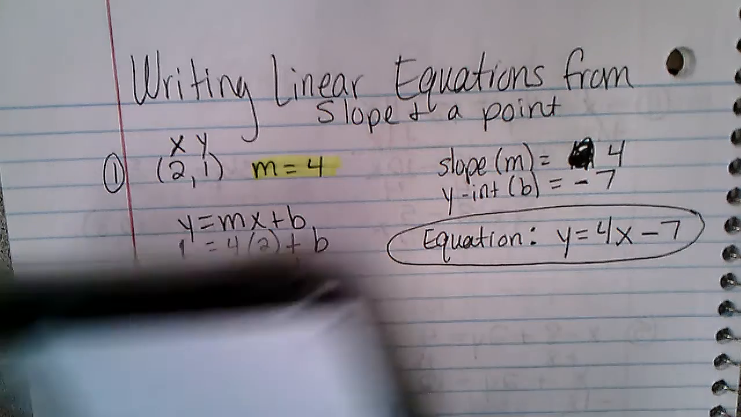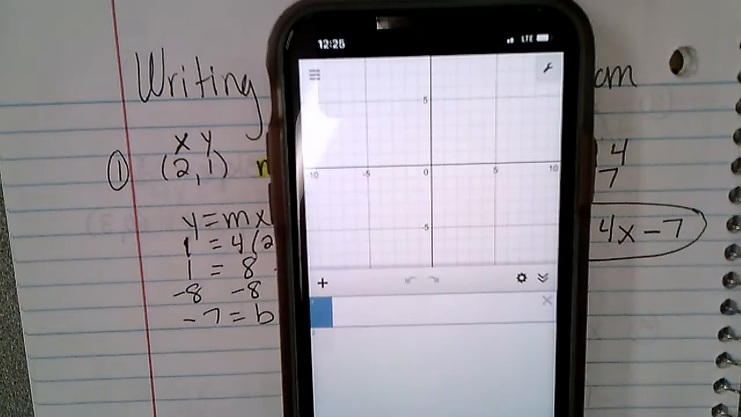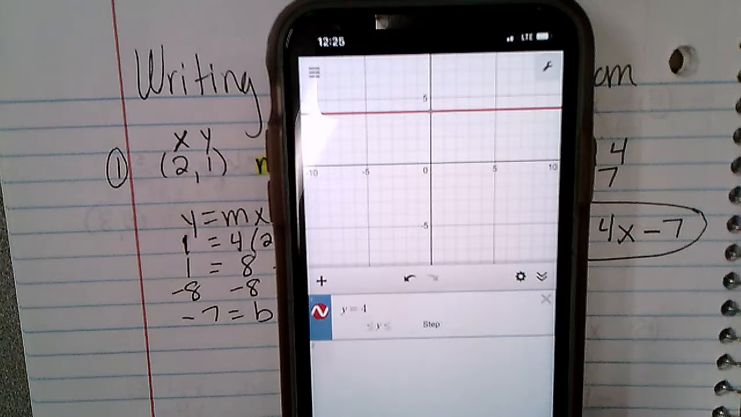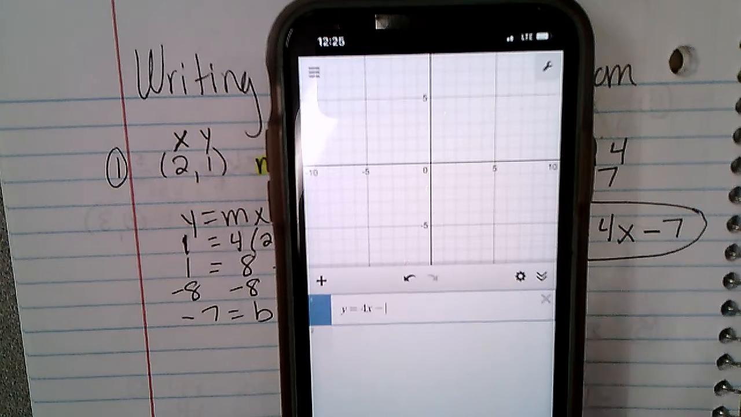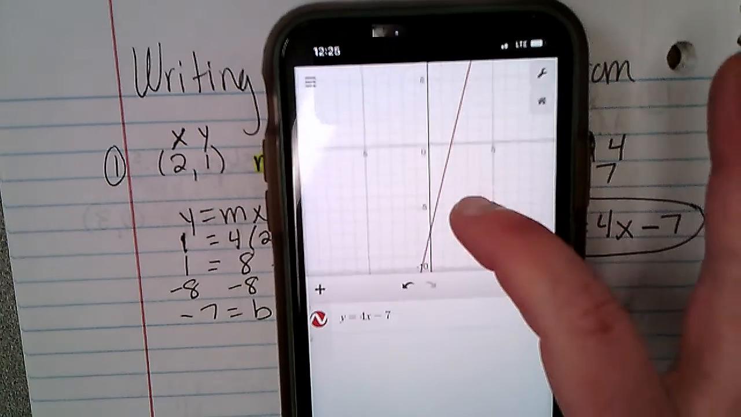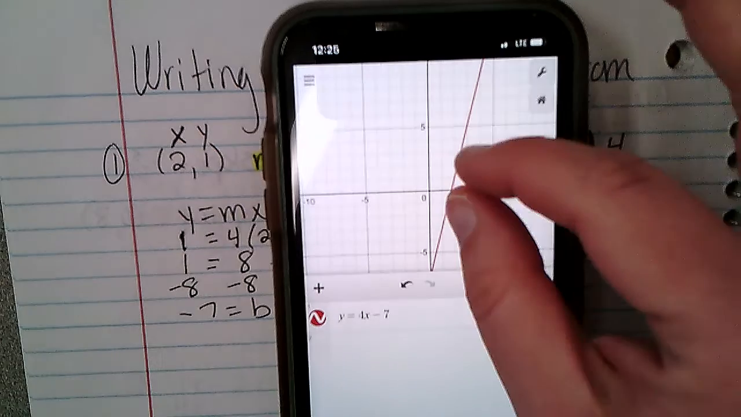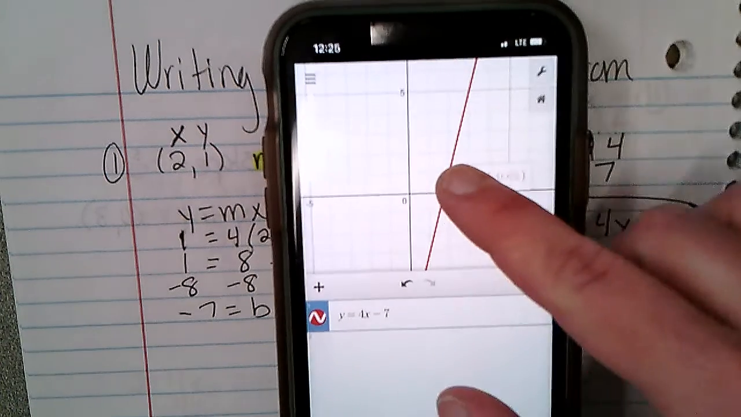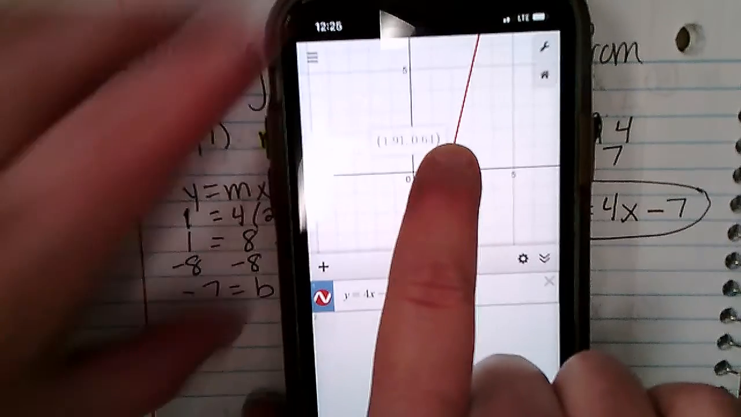Show you how to prove your answer if you're working with Desmos. Now, of course, you could do Desmos online, but I'm just going to do it right here real quick. So y equals 4x minus 7. All right. So there is my y-intercept of negative 7, and I'm going to come up here. 2 comma 1 is right. Well, if I could get it.